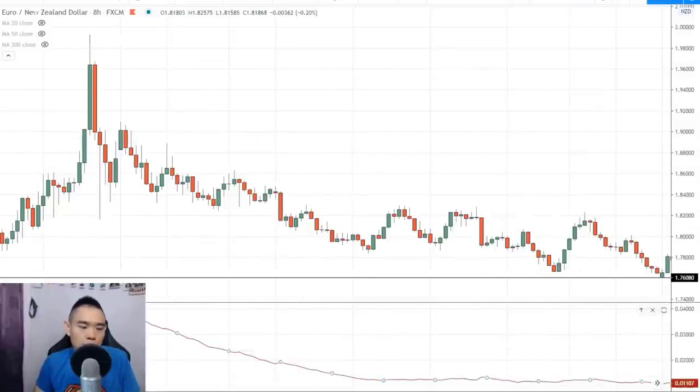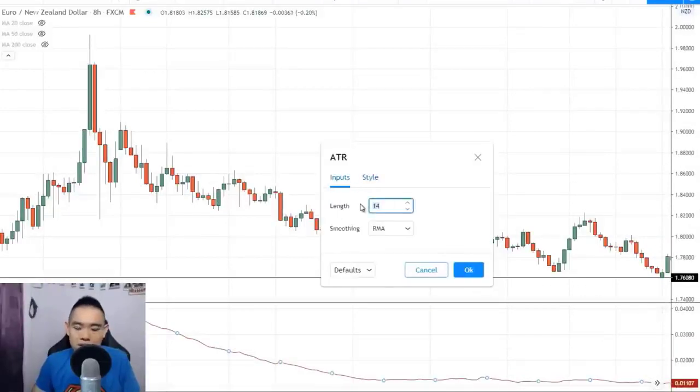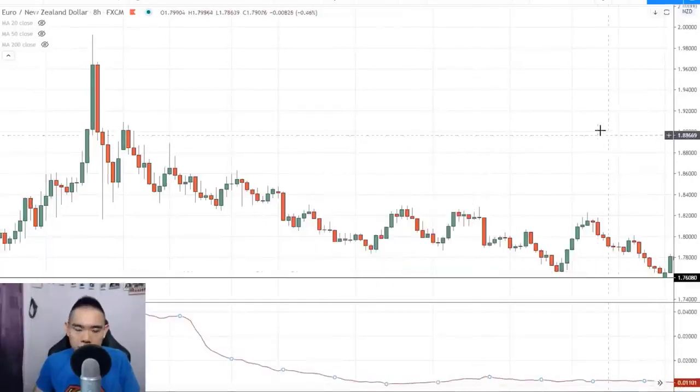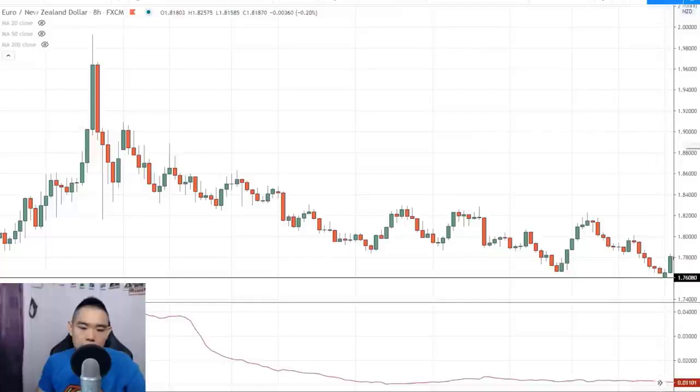I usually go with a 20 period. This is just my preference, and I go with SMA. In the grand scheme of things, it doesn't make much of a difference, but that's just me. So the ATR value right now is about 110 pips. How do I know that? Because that's what this indicator says right now. It's 0.010, so that's about 0.0110. So that's about 110 pips.